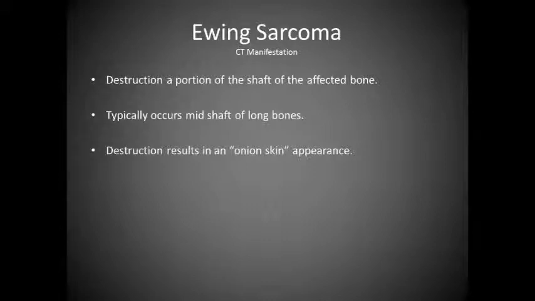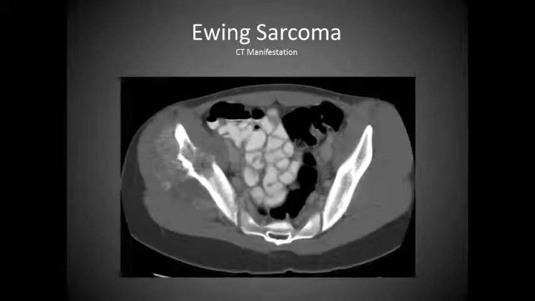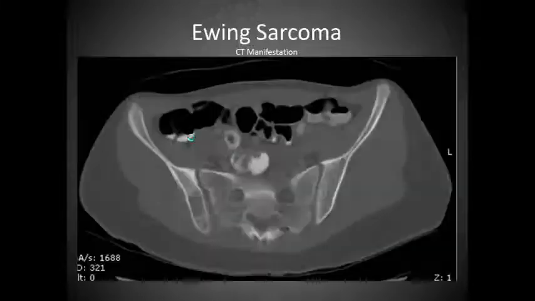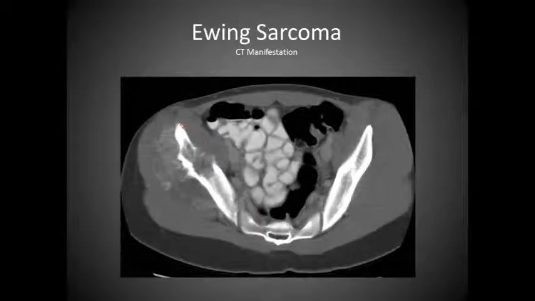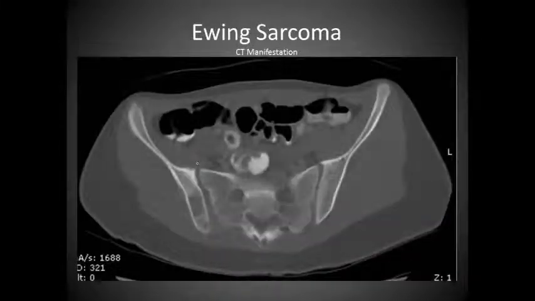So what you're looking for is a destruction of a portion of the shaft of the affected bone. It typically occurs in the midshaft of long bones. Destruction results in an onion skin appearance, and so we'll see what that means. Here we have, kind of in the wing of the pelvis, destruction of the bone. And what we mean by destruction of the bone is, notice we have normal bone coming in, normal bone going out. But we have nothing here. And that is bone being destroyed. So that's bone destruction or erosion there.